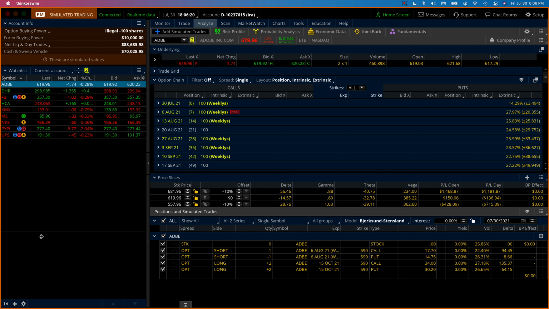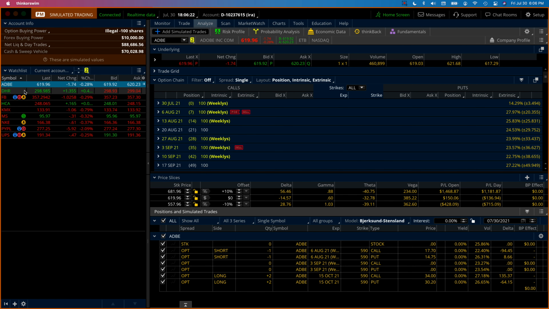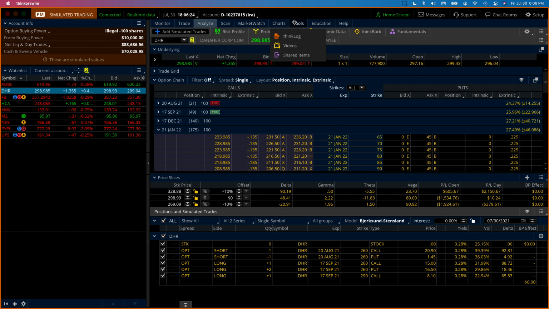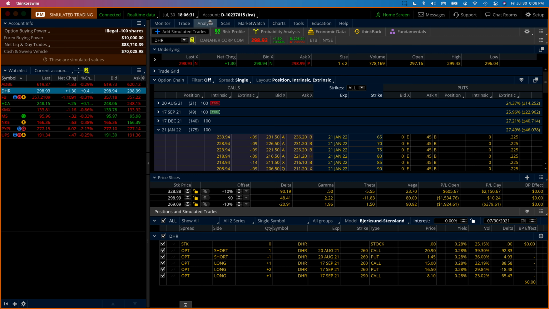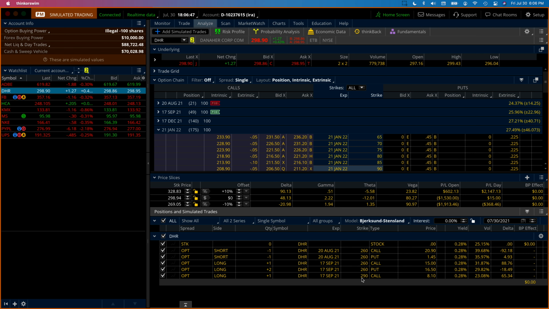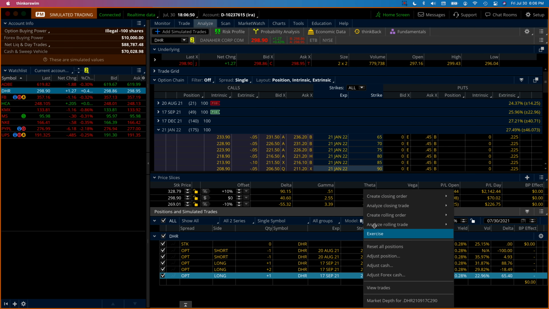Let's do the DHR then. This is another big performer, and this is what we want. We want these big performers, and then eventually they collapse if they go too fast. I've been taking profits. It was 290 previously, and now it's 298. Then we can do a rollover here. The short options expire August the 20th, 21 days from now. But we can certainly move this one up, and that's a way to take profits. Analyze rolling.